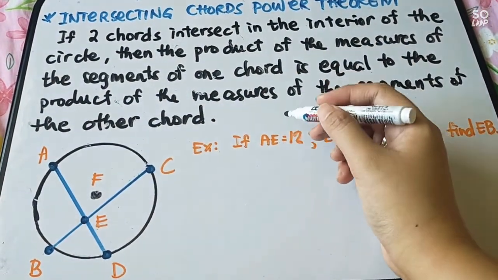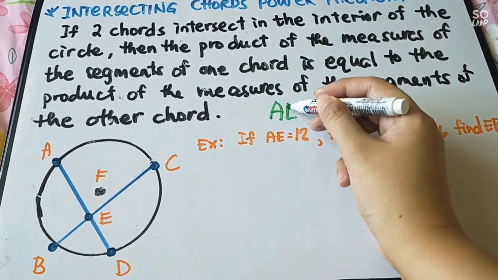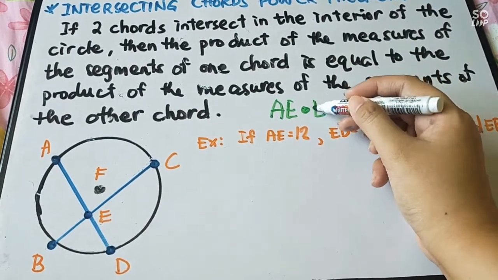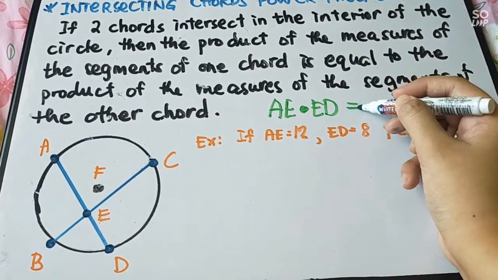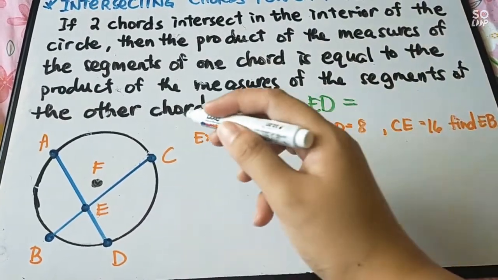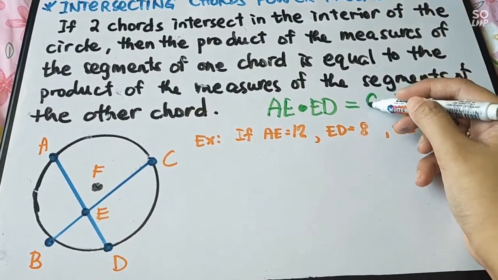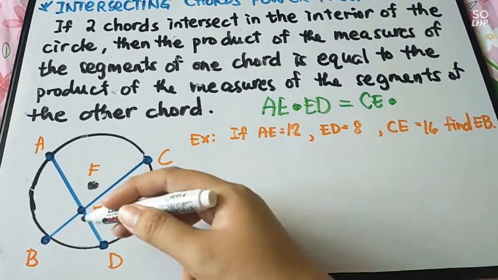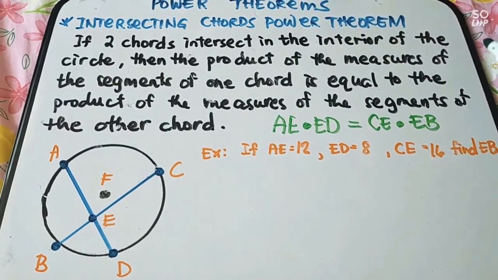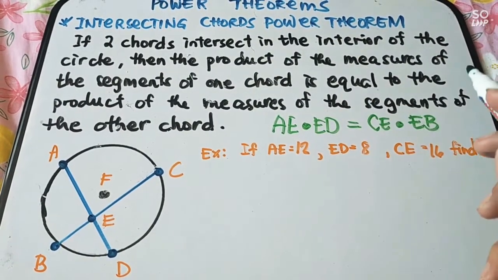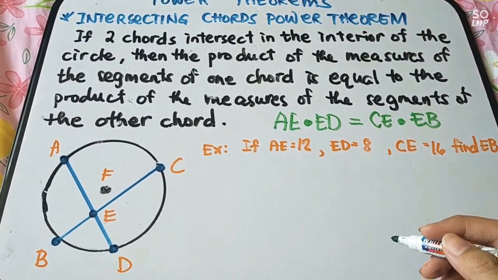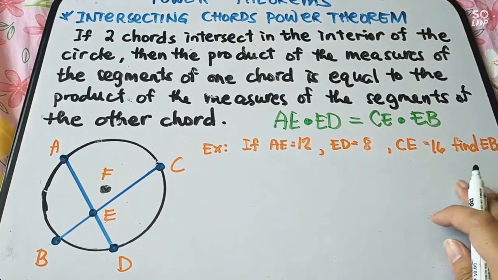Si AD, nahati siya. So, we have here AE. Multiply lang po 'yan doon sa kalahati niya, which is ED. So, it is equal to the other chord. 'Yung kalahati nung isang chord. So, we have si CE naman ay multiply naman kay EB. So, 'yun lang 'yan. So, that is the first intersecting chords power theorem. 'Yun 'yung unang power theorem natin. Okay? Example, let us solve this one.